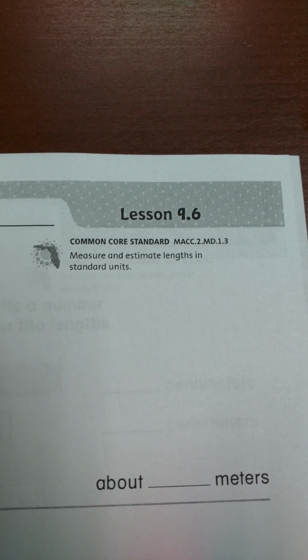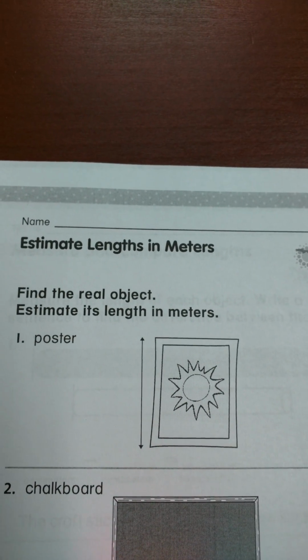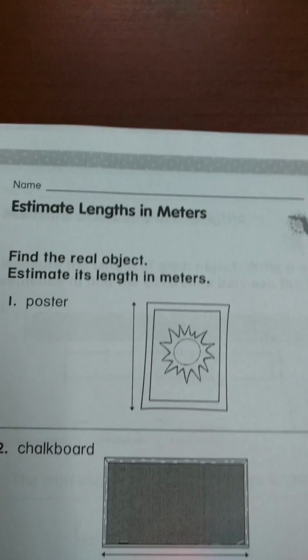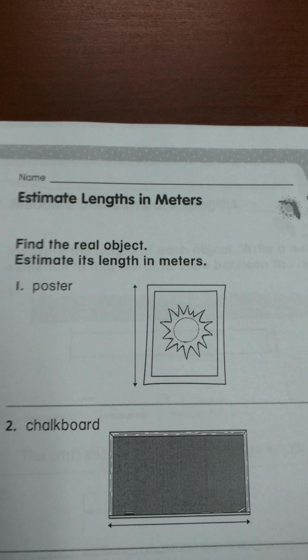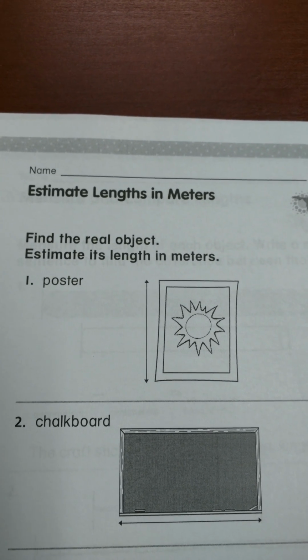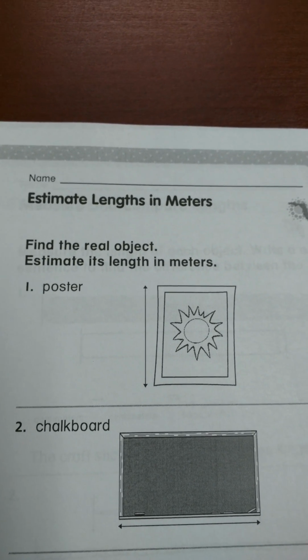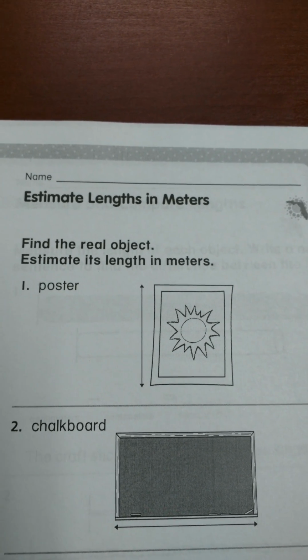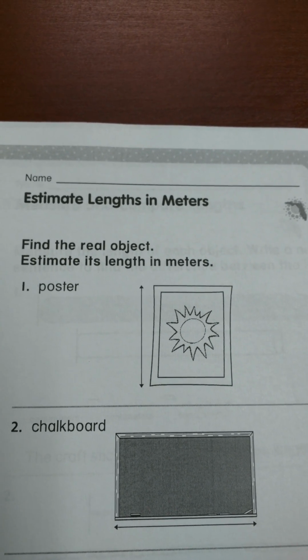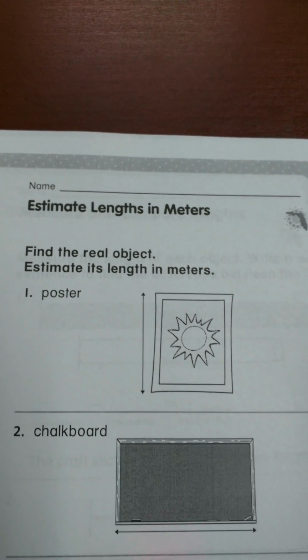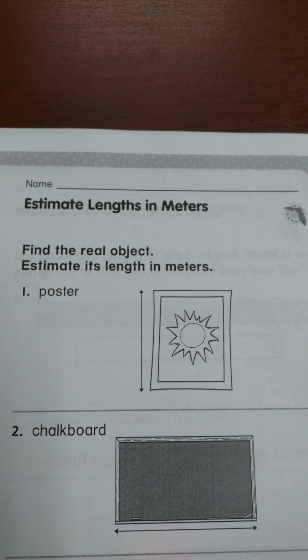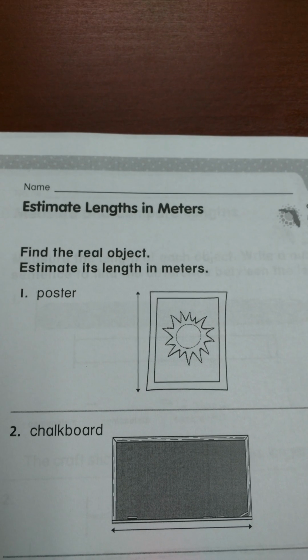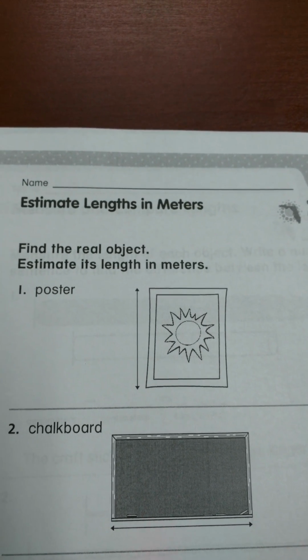Alright, this is second grade Go Math lesson 9.6, and today we are estimating lengths in meters. Just like estimating inches, this is one of the more challenging tasks for students to do in second grade: to estimate the length of an object. So a lot of it's just understanding what a meter actually looks like in terms of real objects, and that's what they want students to understand.